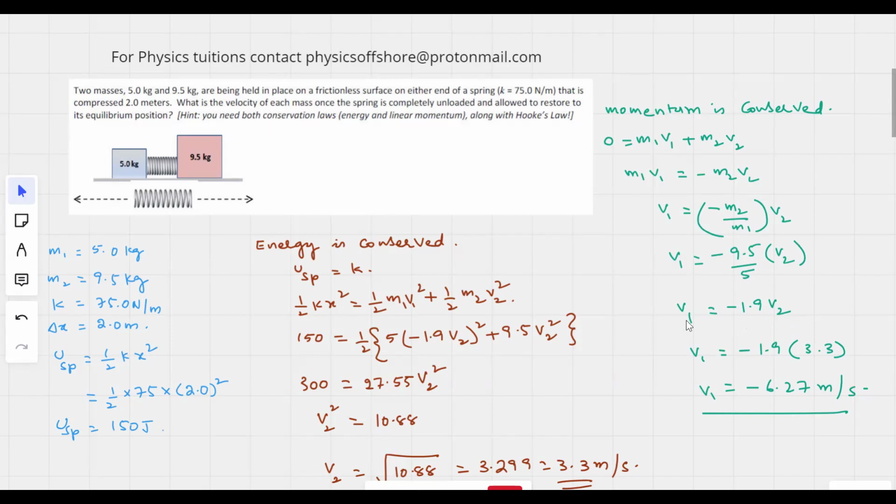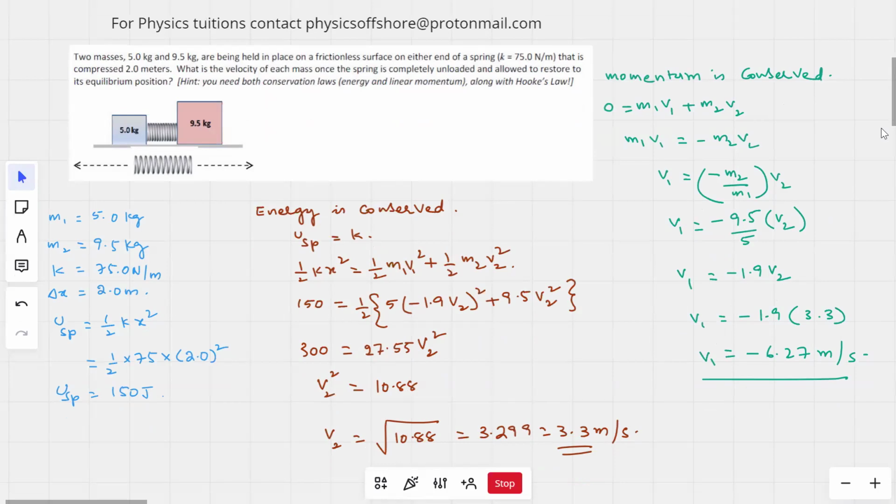Now plug in the value of v1 in the energy equation, and then solve for v1 and v2. From this, we will get v2 is equal to 3.3 meters per second. And then plugging in that value here, we will get v1 is equal to negative 6.27 meters per second. So this is the answer for this numerical.